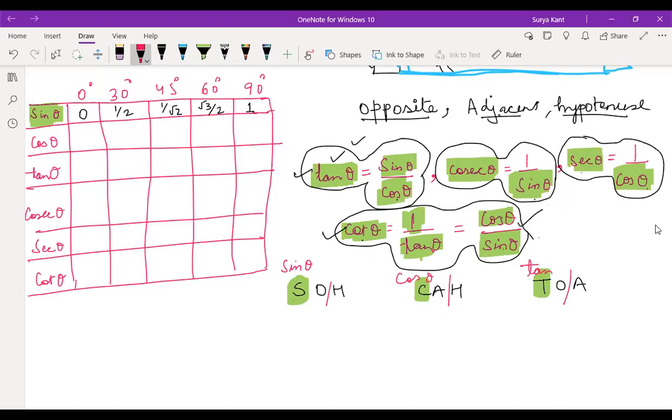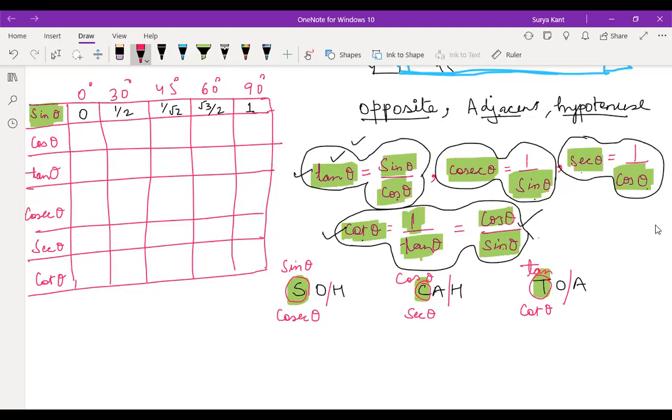Is it clear, children? Sine theta reciprocal is cosec theta, so for cosec theta you should just reciprocal it, H by O. For sec theta, you should write H by A. And for cot theta, you should write A by O. Is it clear, children? Because cosec is reciprocal of sine, sec is reciprocal of cos, cot is reciprocal of tan. The name you should remember as SOH CAH TOA. Is it clear?